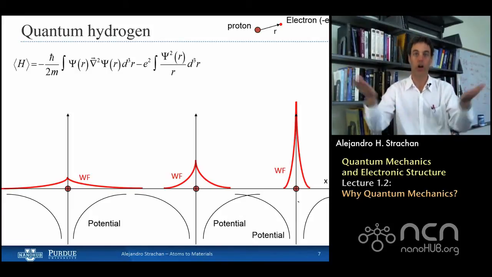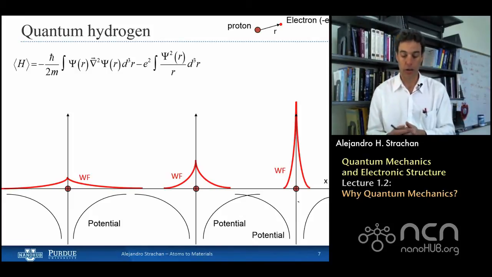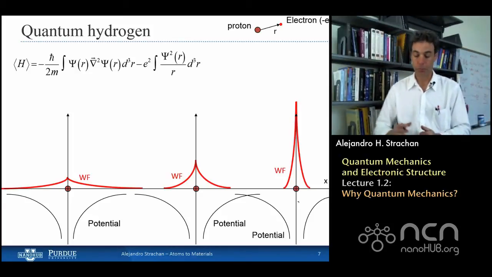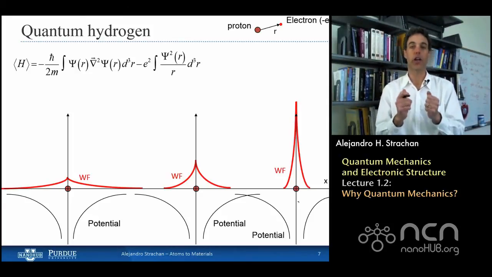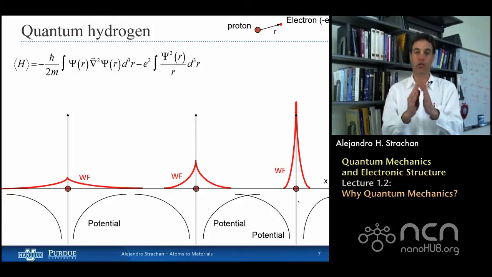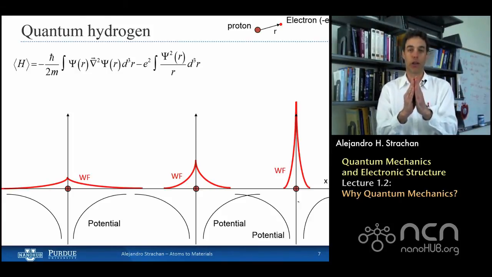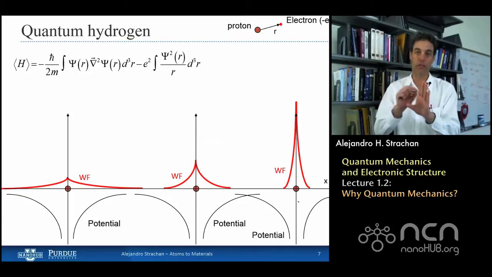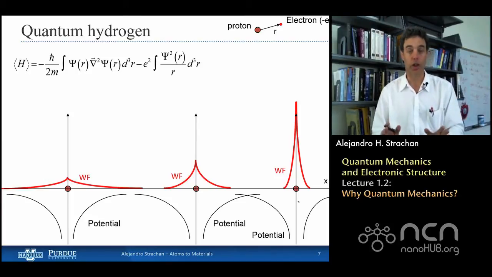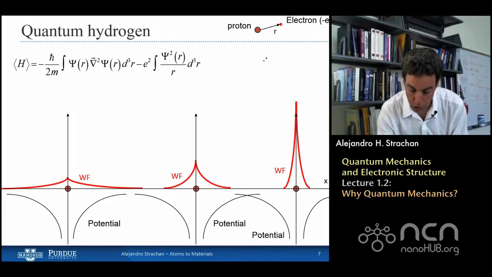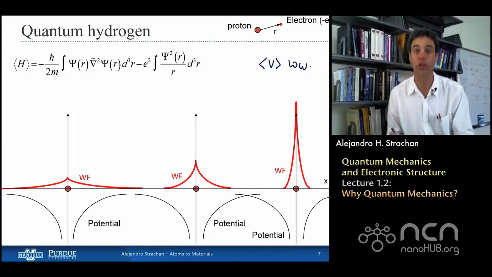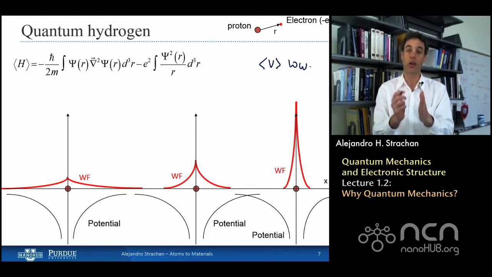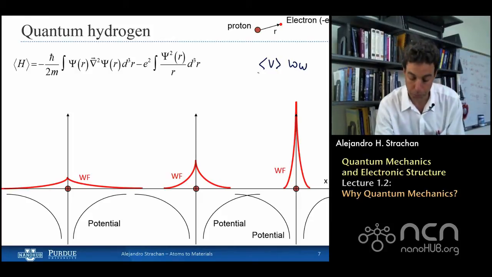This is the 1 over R Coulomb energy, in black, and three possible wave functions in red. The wave function on the right is a very compact wave function where the electron is confined to spending a lot of time near the proton, and it cannot wander very far away from the proton. So this wave function will have a very low potential energy. That's very good. Remember, to minimize the potential energy, we wanted the electron to spend a lot of time next to the proton.